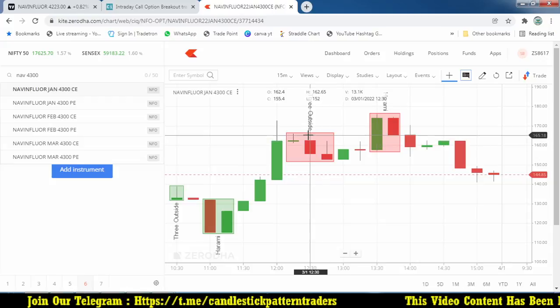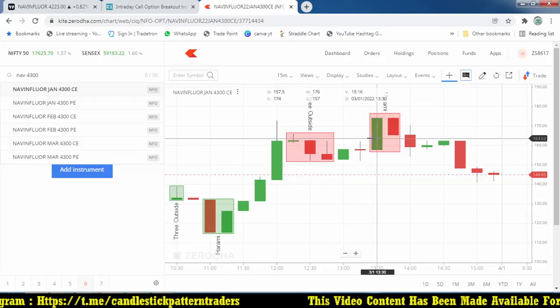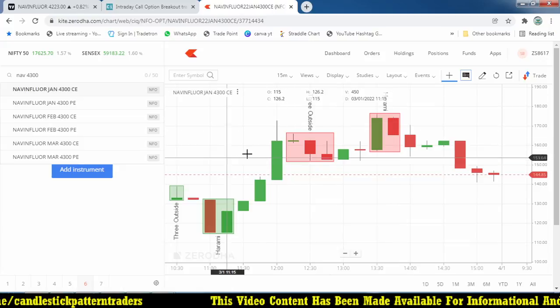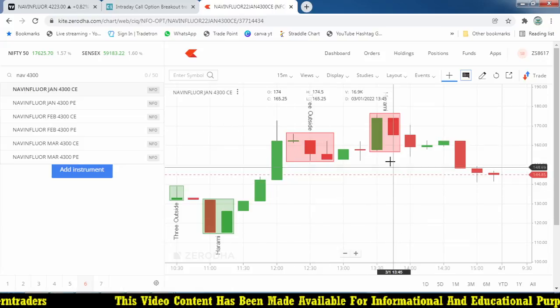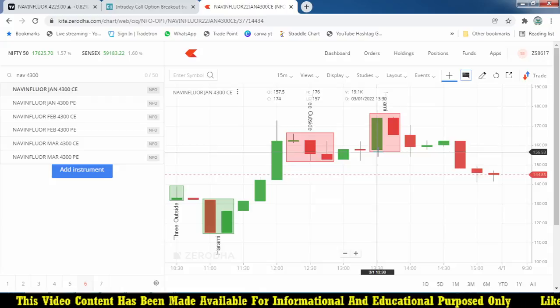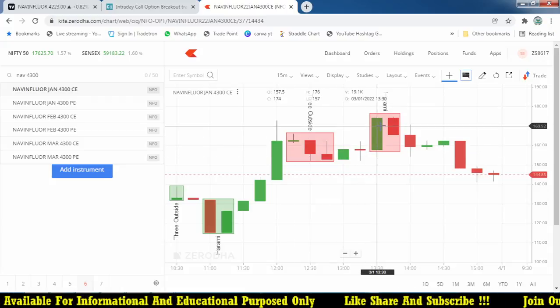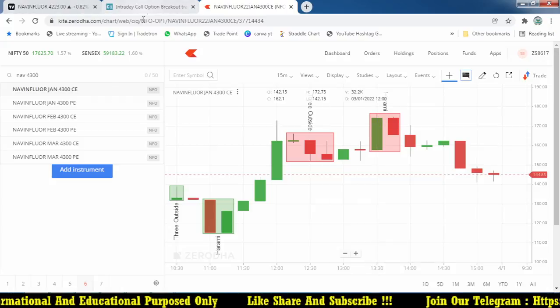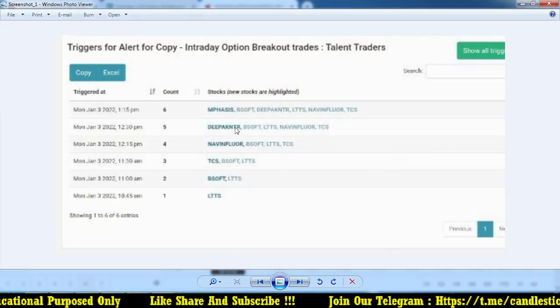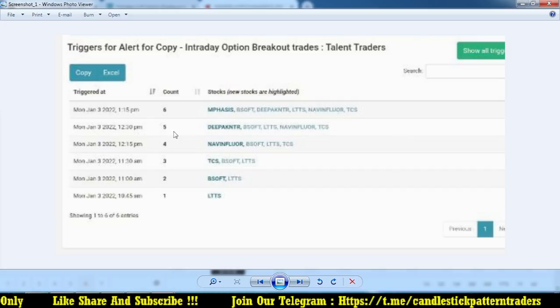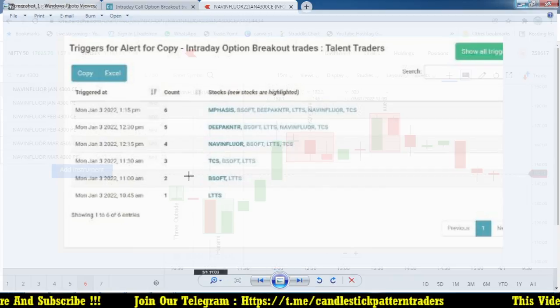The entry point triggers around 166, and it went up to 176 immediately. So the risk is very small and the reward is more than the risk. That is good. Whenever the entry triggers, it gave you such a profit immediately on the same candle itself. And finally we got Deepak Nitrite at 12:30 and MPSS at 1:15.